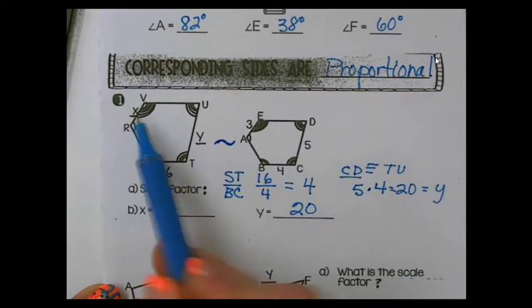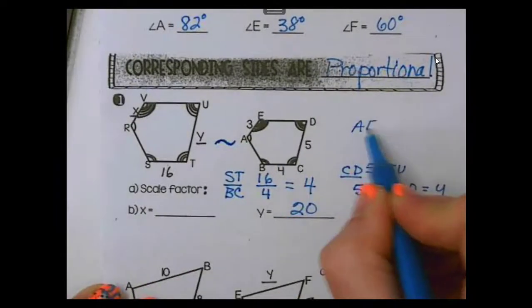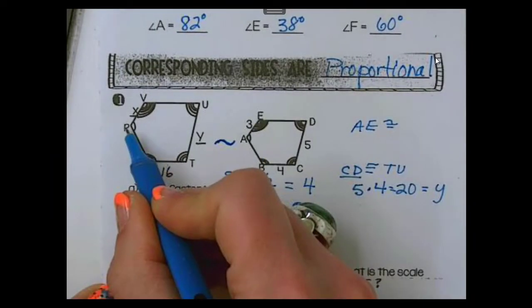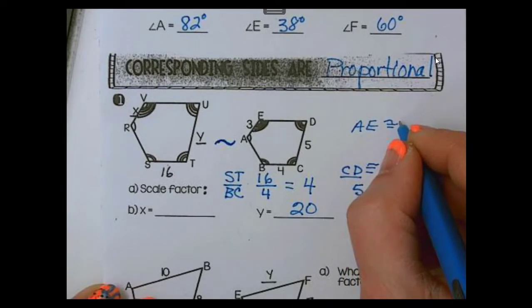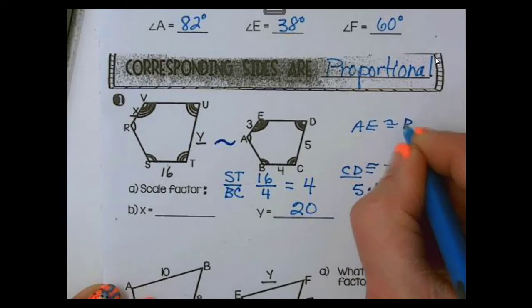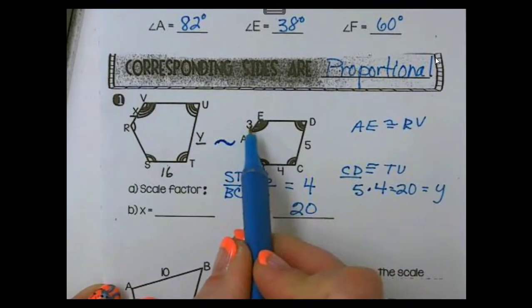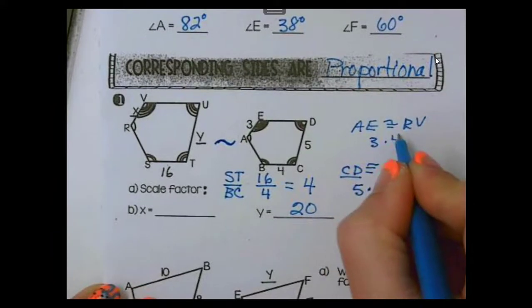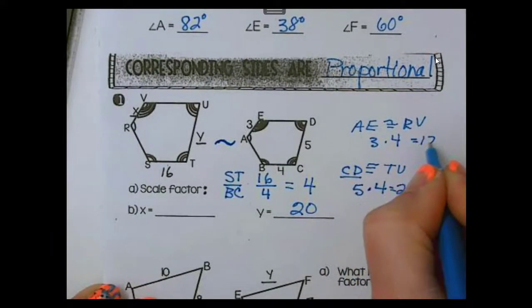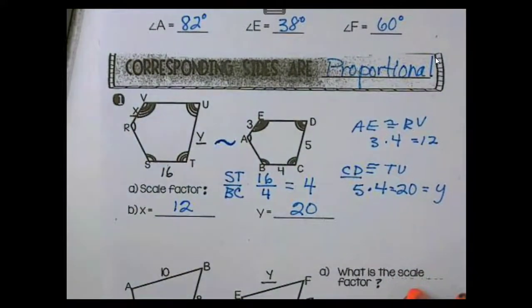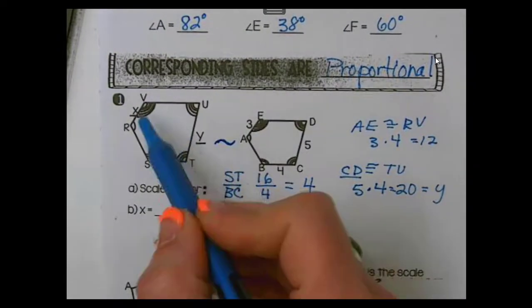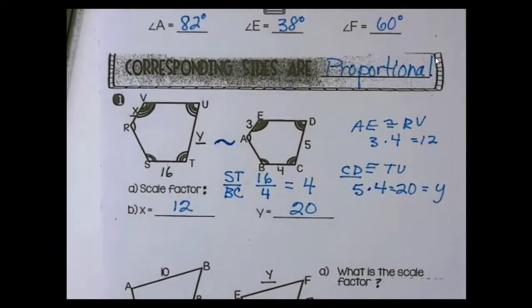Now for x, I can see that AE corresponds with RV, and 3 times 4, 4 is your scale factor, that's going to equal 12. So the missing length is 12. And always keep in mind that these are kind of drawn to scale. You know, it doesn't quite look like it would be a length of 12, but we just have to go with it, okay?